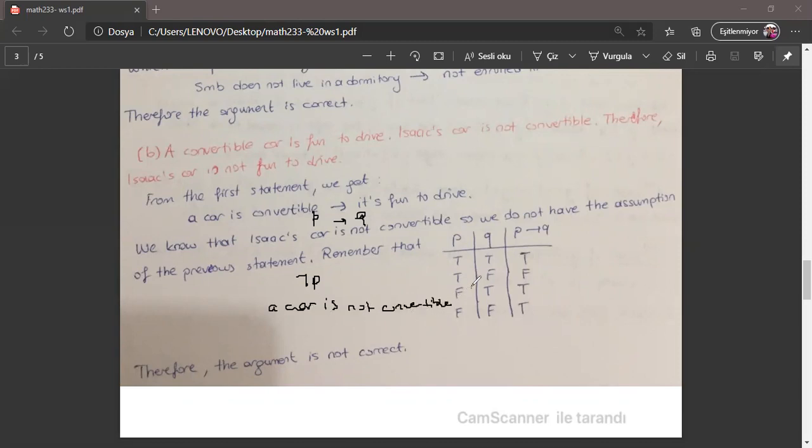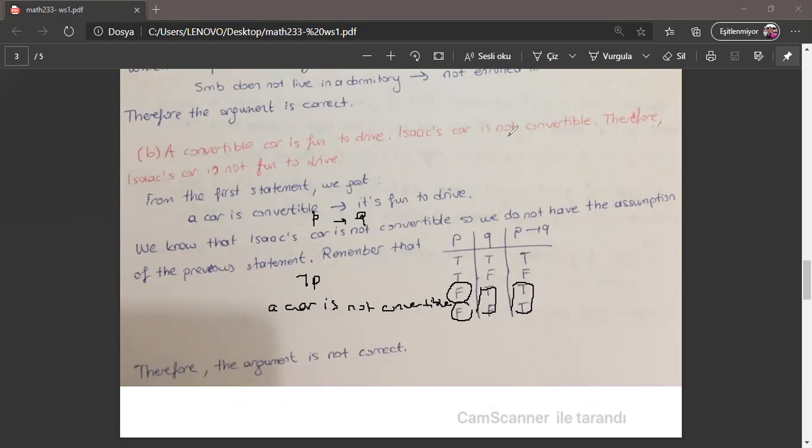We have this, right? Or this. So the conclusion, Q, is not important. The statement is correct in any way. So therefore, we cannot say Isaac's car is not fun to drive. We don't know the truth. Actually, we have a false assumption. That's why we cannot obtain if it's correct or not correct. This conclusion, I mean, Isaac's car is not fun to drive.